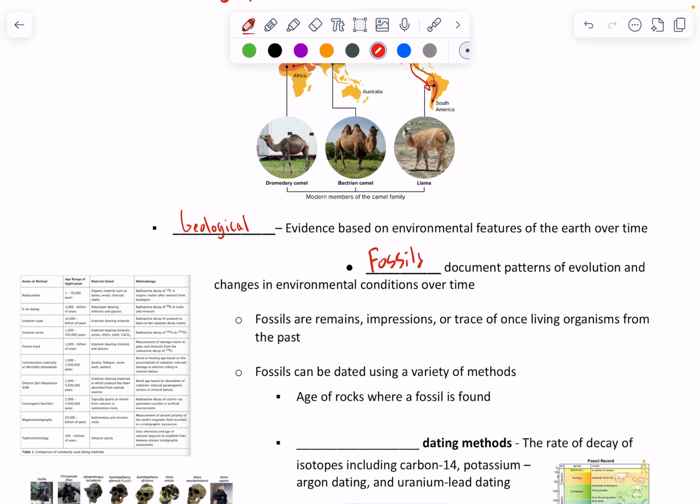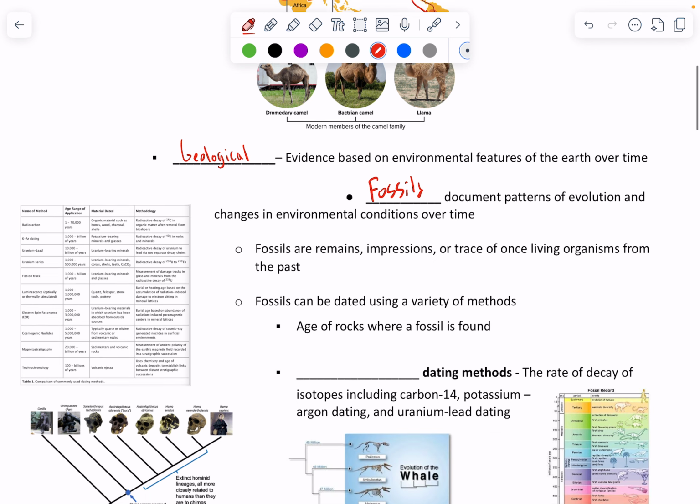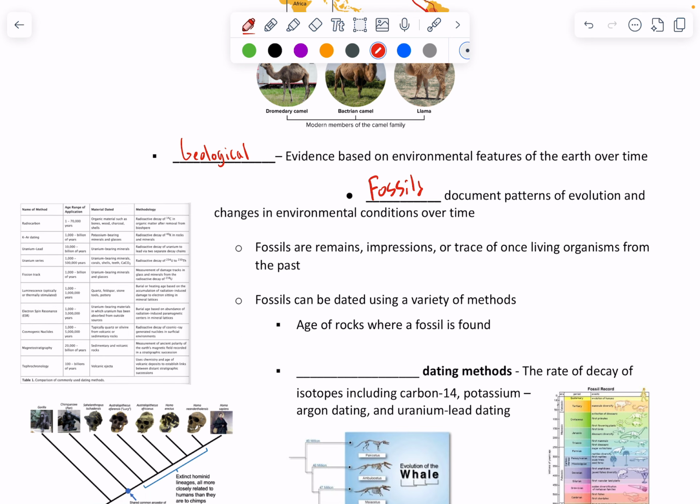We're talking millions and millions of years. And so these remains or impressions can really tell us a story from the past and what used to dominate the niches that were around back then. And so we can date these fossils. There's a variety of dating mechanisms that we can use to figure out how old something is. This is also called radiometric dating.